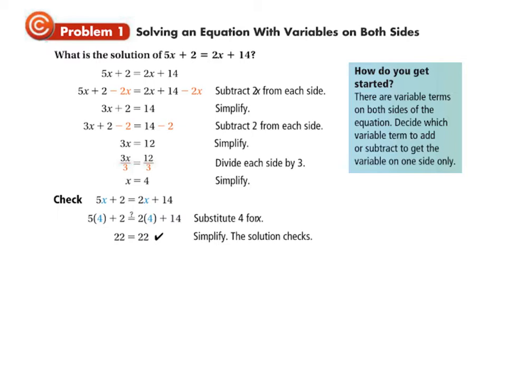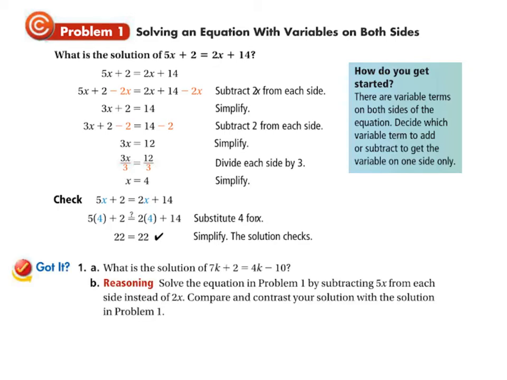Now, you've got a got it problem, and for the got it problem, again, you're going to first solve a problem, but then this one is asking you to solve this same one from up here, but by subtracting 5x from both sides. And you should do that and see what it looks like to do that. Give it a try.